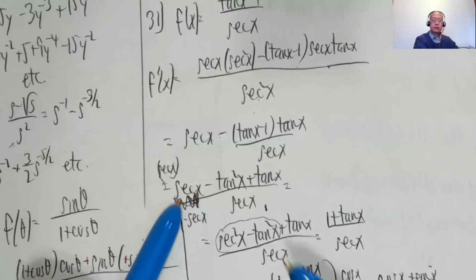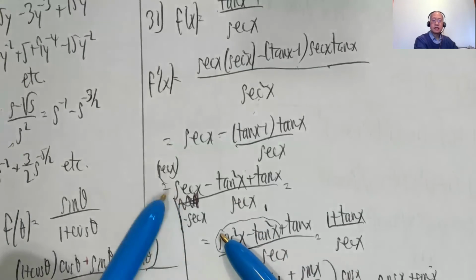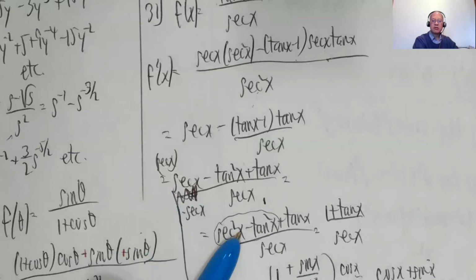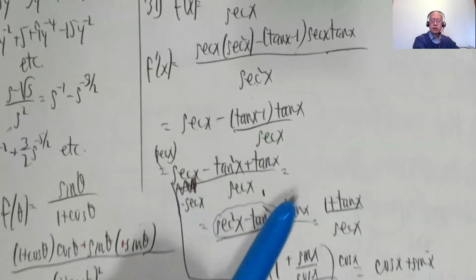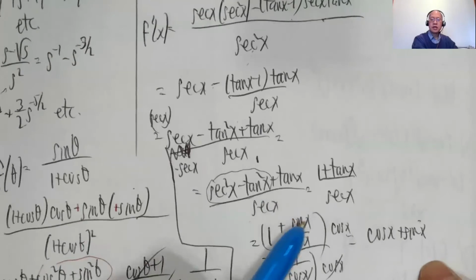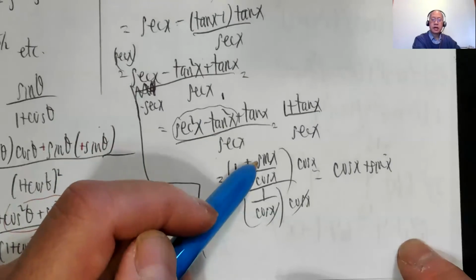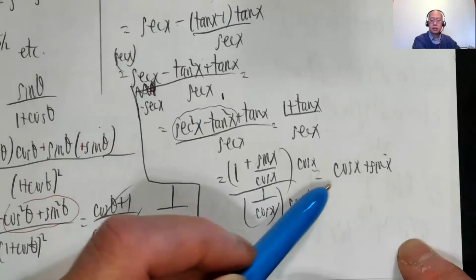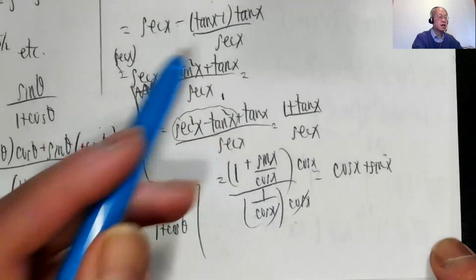And you can clean up even further, get a common denominator of secant x. So this becomes secant squared x minus tangent squared x plus tan x over secant squared x. This is 1, so 1 plus tan over secant. Change everything to sines and cosines. 1 plus sine x over cosine x, over 1 over cosine x. Multiply top and bottom by cosine x. So you're stuck with cosine x plus sine x.